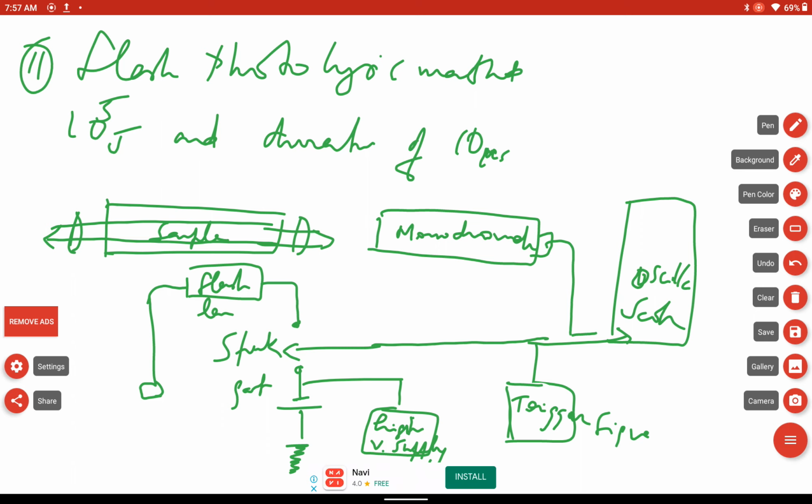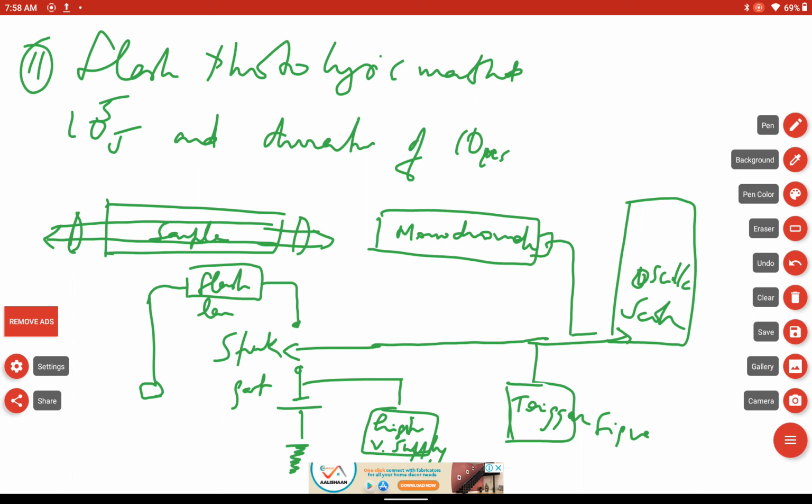An intense flash will be produced, having a high energy of the order of 10 raised to 5 joule, for a duration of 10 microseconds. The flash is so powerful that most of the molecules will get converted to the corresponding high energy radicals, or excited charge carriers, initiators.